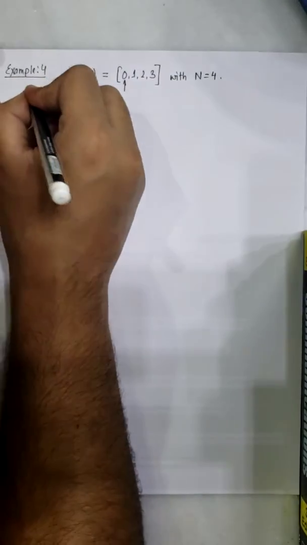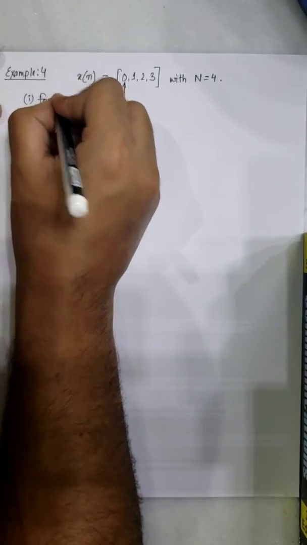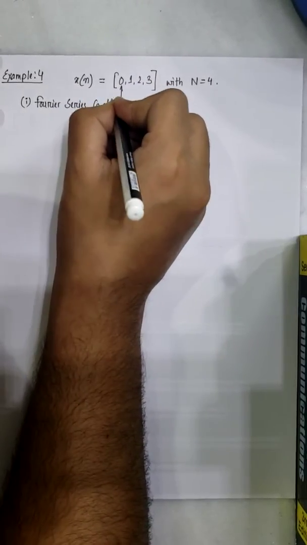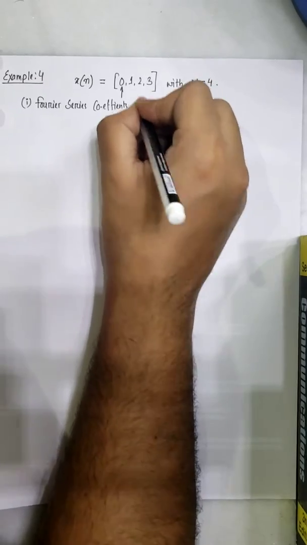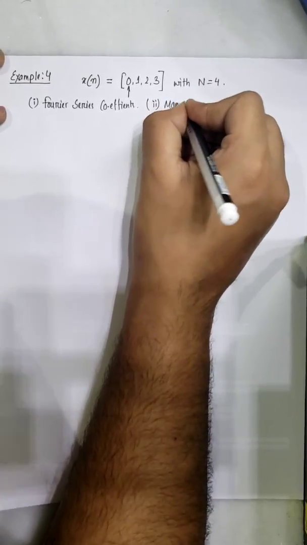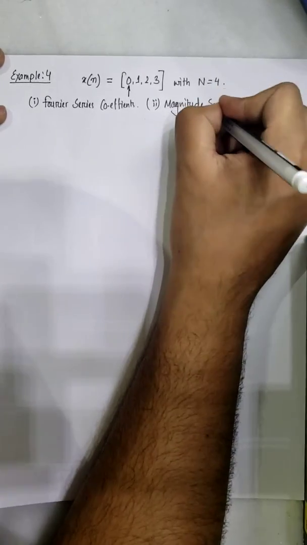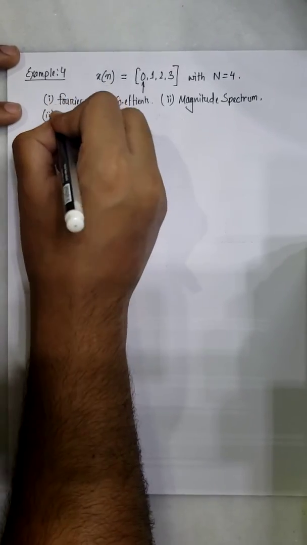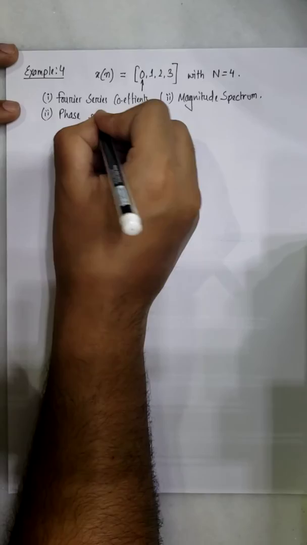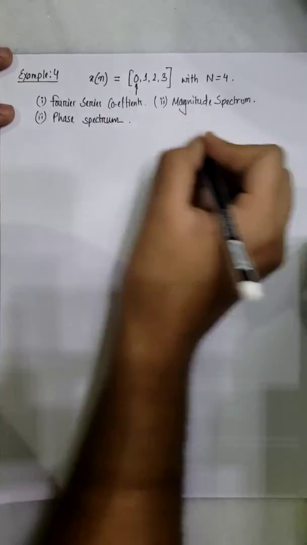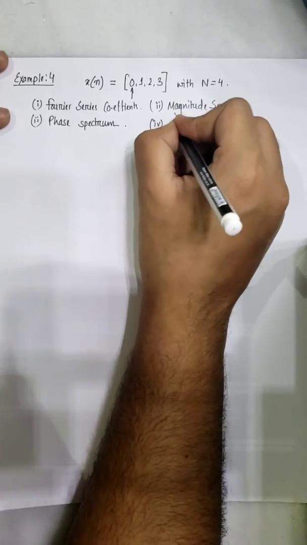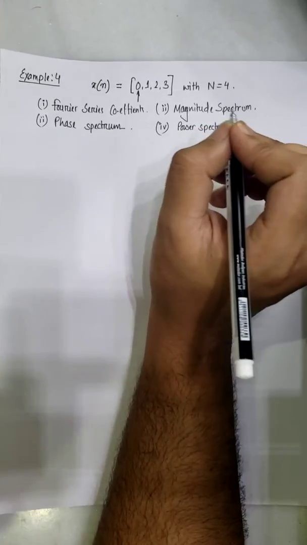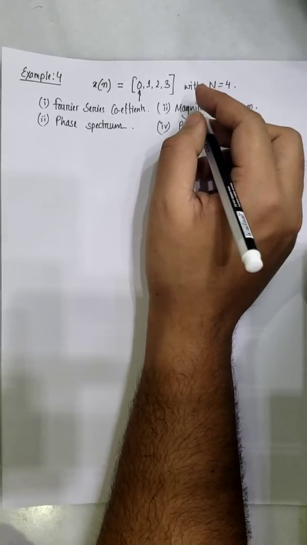We are to determine the Fourier series coefficients, the magnitude spectrum, the phase spectrum, and finally the power spectrum, otherwise known as the power spectral density or the power density spectrum.